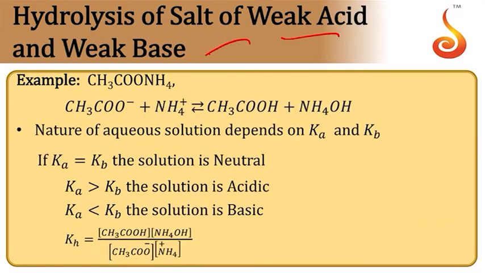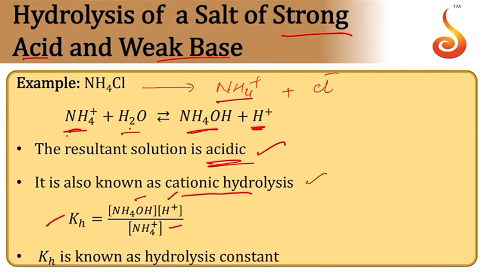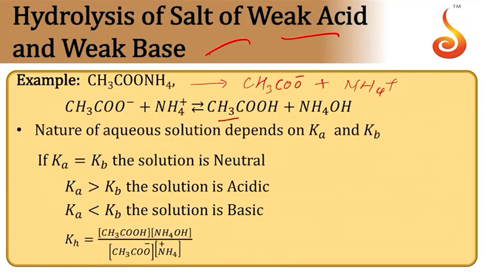Then comes the third salt, the salt of a weak acid and a weak base. When you dissolve, say, ammonium acetate in water, you are going to get acetate ions plus ammonium ions. Now in this case, both react with water. Acetate ions react with water to form acetic acid, and ammonium ions form ammonium hydroxide. So in this case you are going to get acetic acid plus ammonium hydroxide.